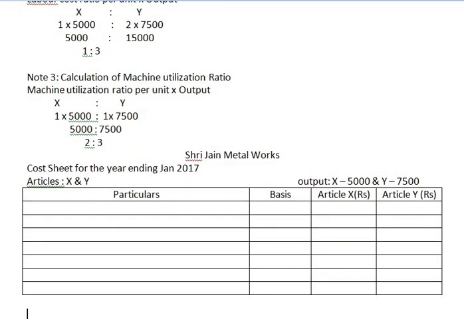Now next line, write down Sri Jain Metal Works. Next line, cost sheet for the year ending January 2017. Articles, you can write X and Y, and here output, X is 5,000 and Y is 7,500. Now here you will have to make 4 columns. First column is particulars, second is basis, third is article X, and fourth is article Y. So same as we were calculating cost sheet, first we need to take direct material.